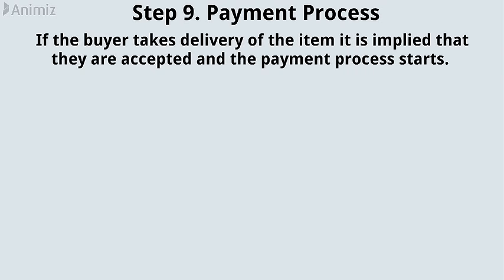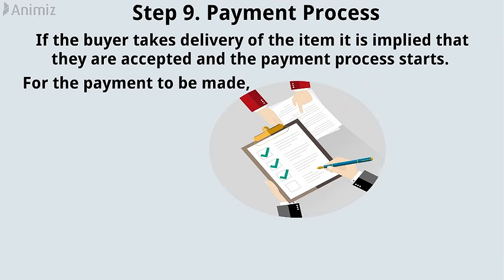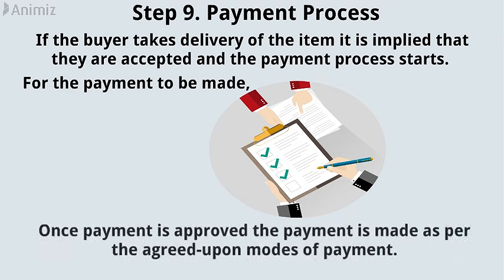Step 9. Payment process. If the buyer takes delivery of the item, it is implied that it is accepted and the payment process starts. For the payment to be made, the documents relating to the order are studied. If there are any mismatches, they have to be resolved before payment. Once payment is approved, the payment is made as per the agreed upon modes of payment.